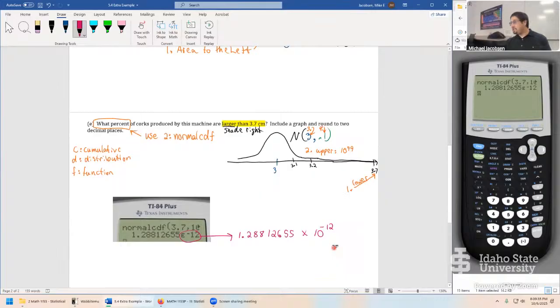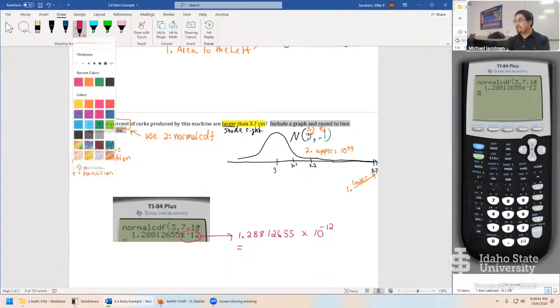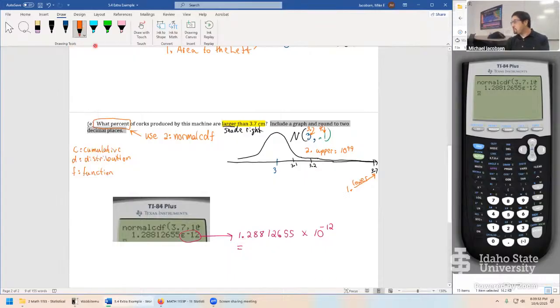Well, in scientific notation, this number would then turn into, and this is important because we have to round to 2 decimal places, right? We don't round here. We have to unpack the scientific notation first. This number would be taking the decimal spot and moving 12 decimal places left. So let's attempt that.